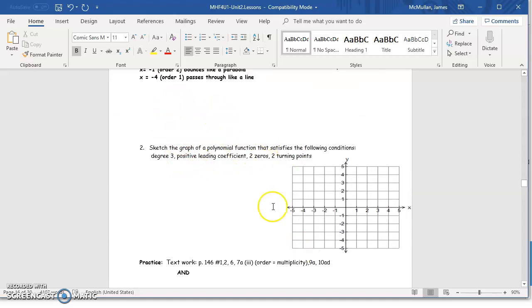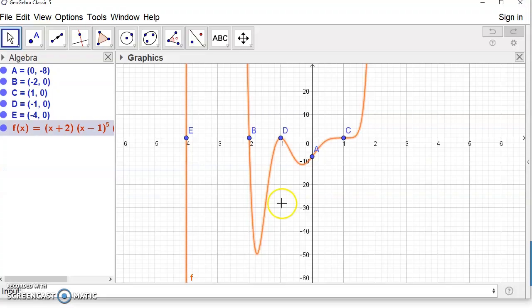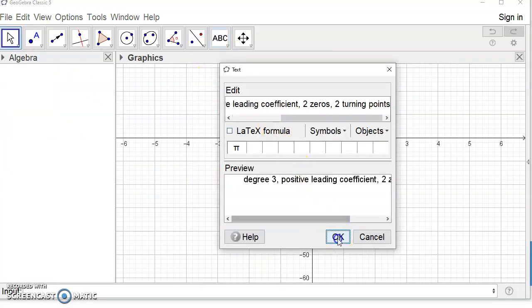Okay, let's try this. This type is the other way I like to ask this question, which is to tell you the information and then you have to sketch the graph. So it says degree 3, positive leading coefficient, 2 zeros, 2 turning points. Okay, so let's take that over to GeoGebra and see what we can do.